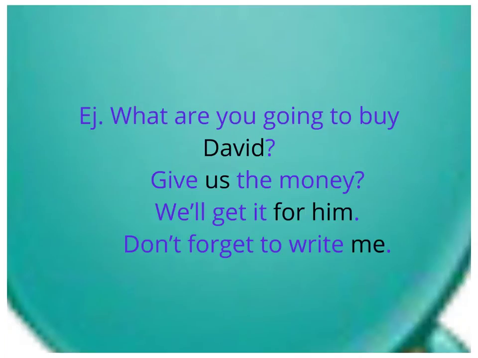What are you going to buy, David? Who are you buying something for? For David. David is your IDOP. Give us the money. Who am I giving the money? To us. So remember, it's to whom or for whom something happens.